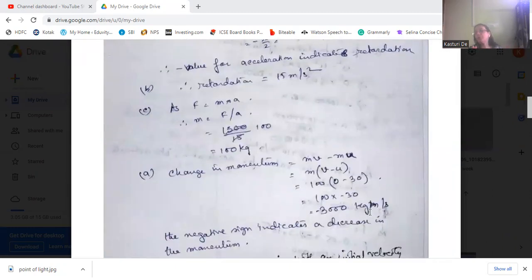Now, from this, we can find out the mass. Force is given. So force is equal to mass into acceleration. So mass is force by acceleration, that is 1500 by 15, that is 100 kgs.